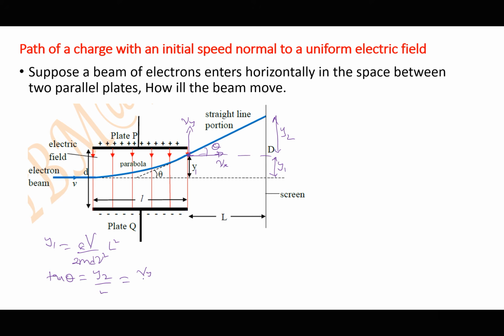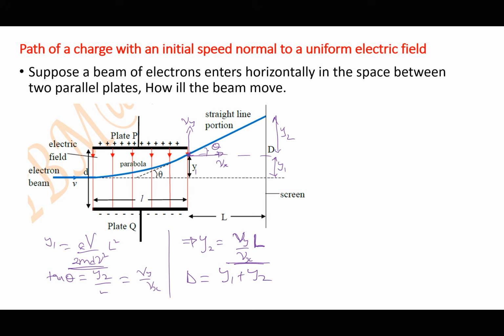That is Vy over Vx, which implies that y2 could also be Vy over Vx times L. Now this is capital L to distinguish it from the small l. So it means I can find capital D as the sum of y1 plus y2, where I sum up this to that to get the total vertical displacement on the screen.